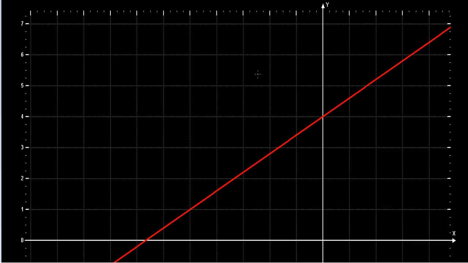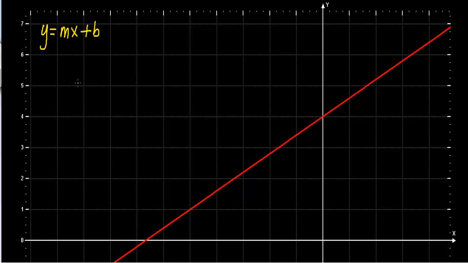Now we're going to work backwards. Before, I've given you the equation and asked you to use slope-intercept to find or to draw the graph of that equation. In this example, I give you the graph. Here it is. I give you the graph of a line, and I want you to tell me what the equation for this line is in slope-intercept form. So remember, slope-intercept form looks like this. Y is equal to mx plus b.